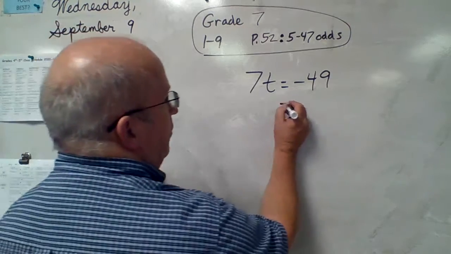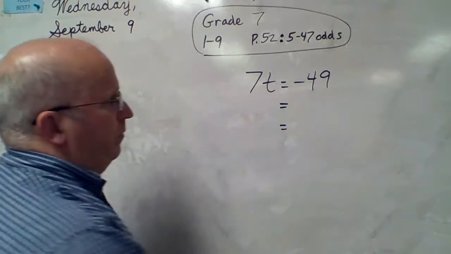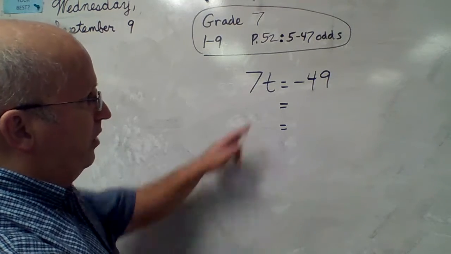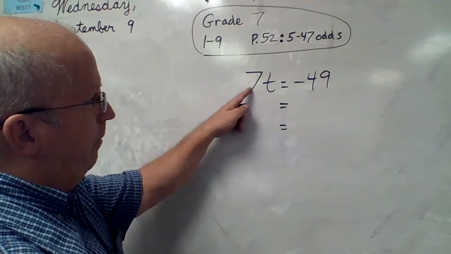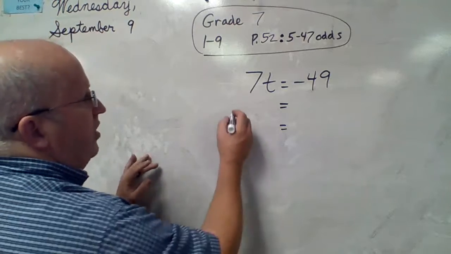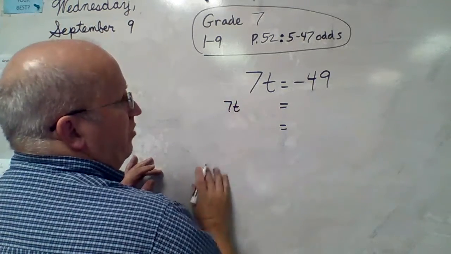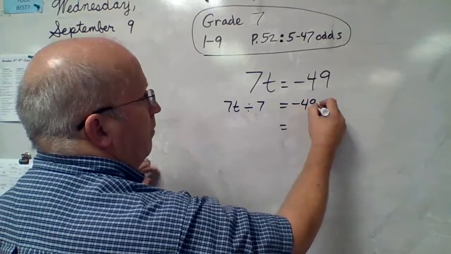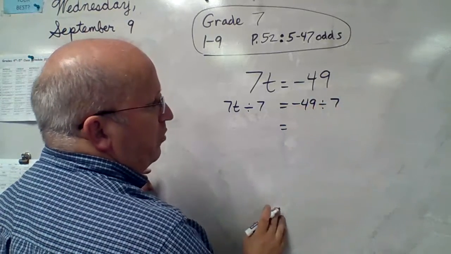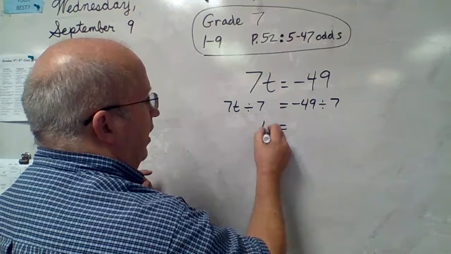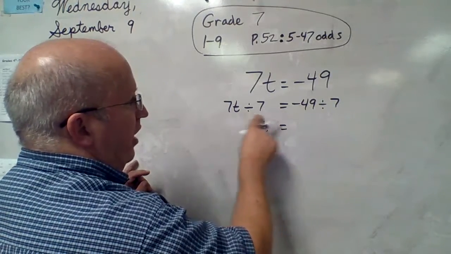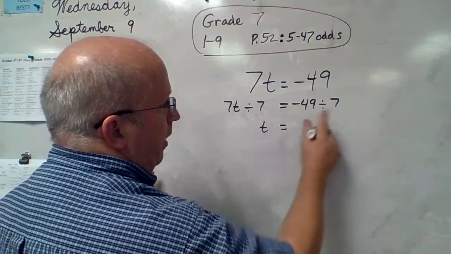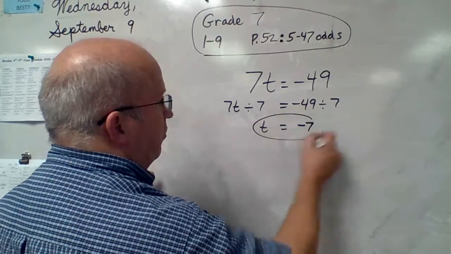Well, the middle of the equation is the equal sign. We need to get t all by itself. But the t is attached to the 7 by multiplication. What's the opposite of multiplying by 7? Dividing by 7. And we're going to divide by 7 on both sides of the equation. And that gives us t because these 7s cancel each other out. And over here, a negative divided by a positive is a negative 7.